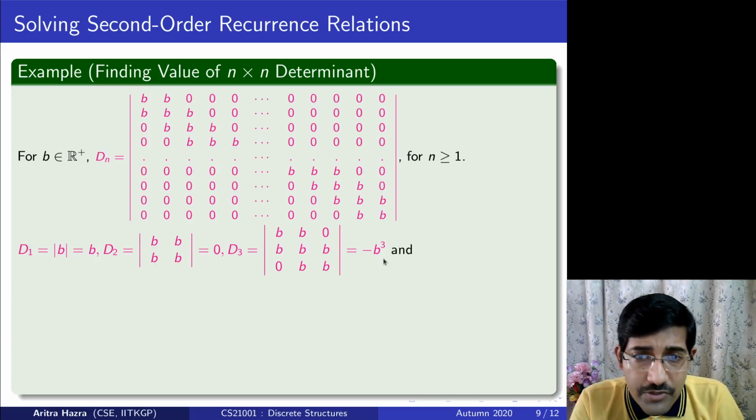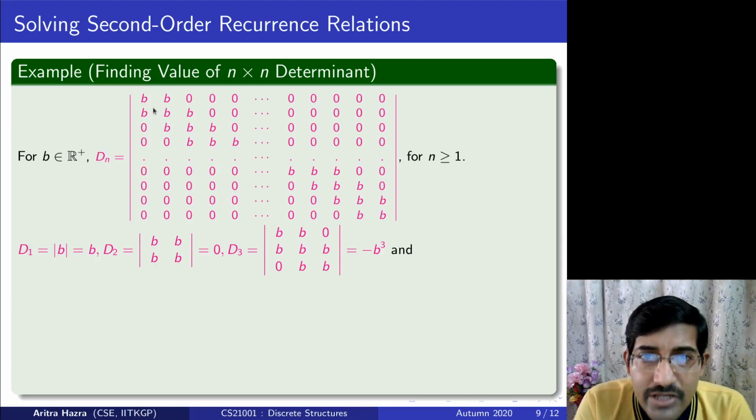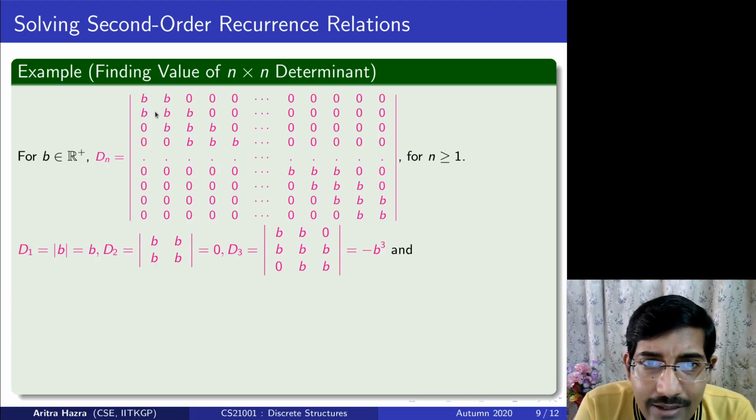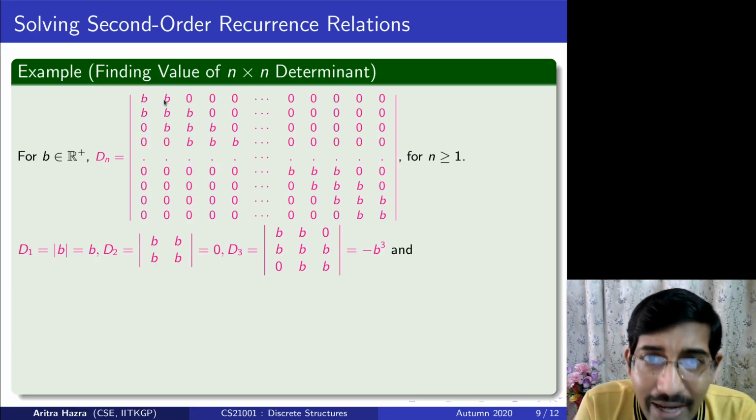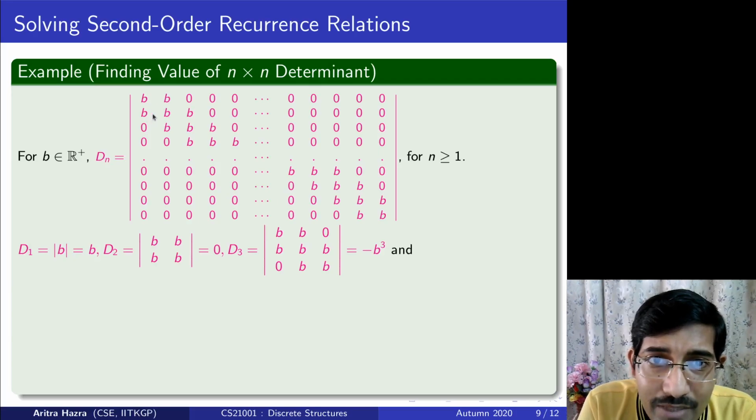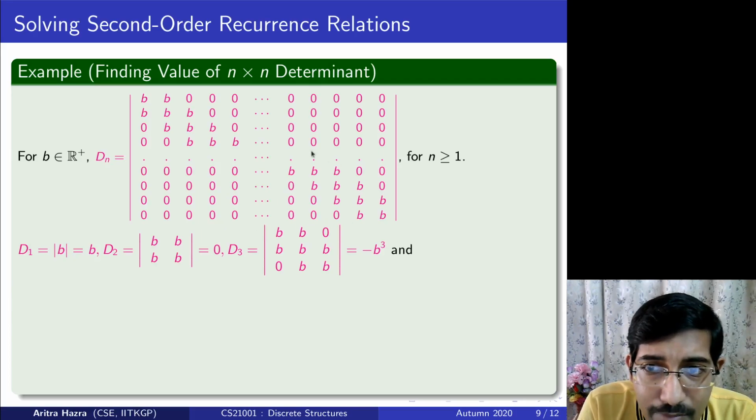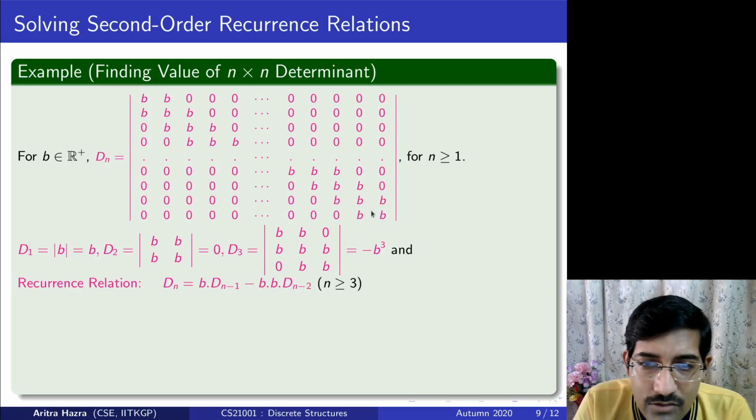And how do we proceed? Now what will be my generic recurrence? I could have B into this part. What is this part? If you remove the first row and first column, B into this part is nothing but Dn minus 1, because it is n minus 1 cross n minus 1, and it looks the same as Dn. So B into Dn minus 1 minus B square. If you take B and this B, everything else is 0. So B square into the Dn minus 2 part. Again, Dn minus 2 looks just like Dn. So it's a simplified recurrence.